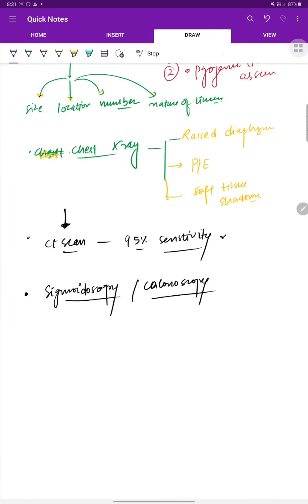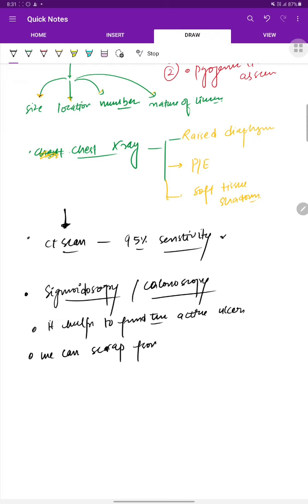It is used to identify the active ulcers and scraping of the ulcer. It helps to find the active ulcers, we can scrape from the ulcers and get trophozoites. Trophozoites we can get.